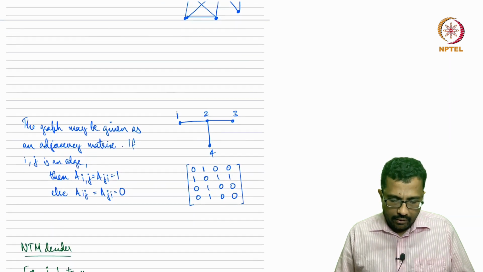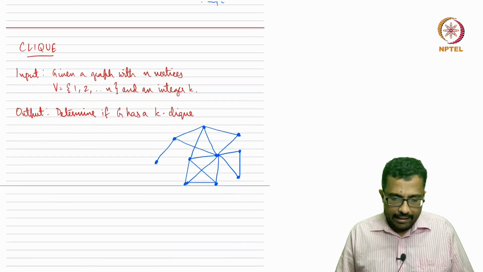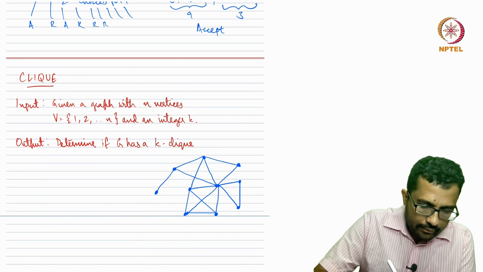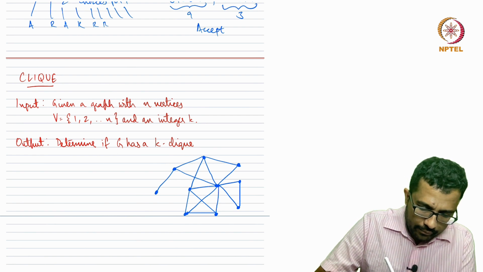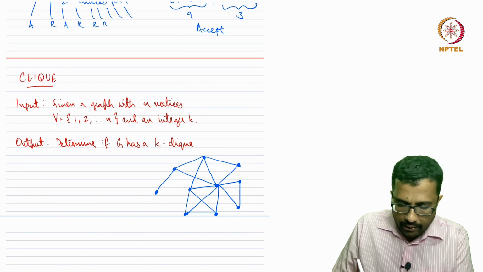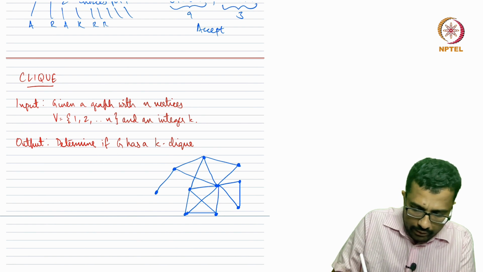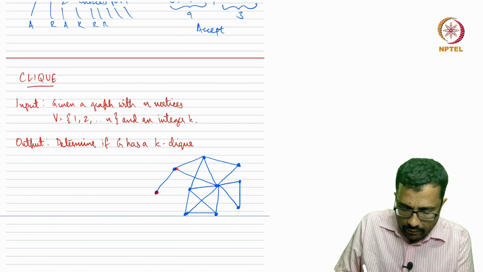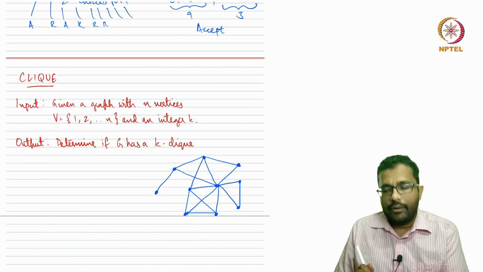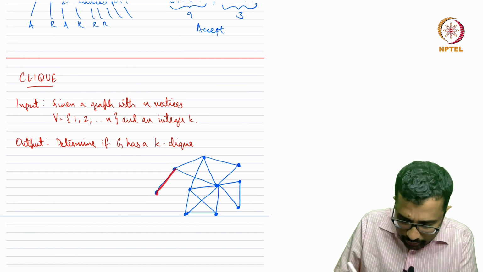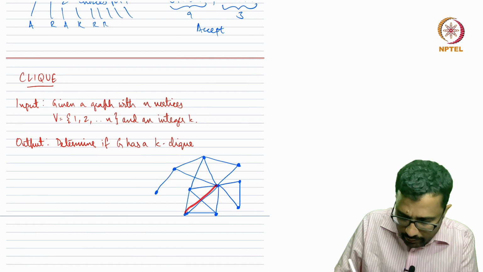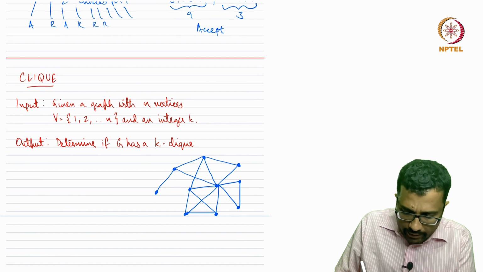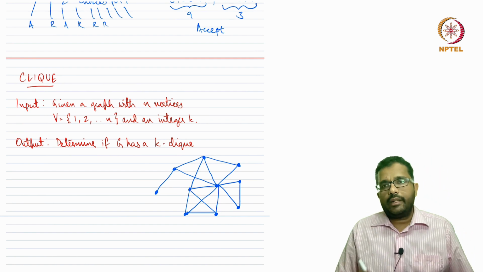Okay. So the next thing is a clique. So what's a clique? So we have a graph, right? This is a graph, the one that I've drawn here. You have vertices, which are these dots, and you have edges, which are joining two dots. So this is an edge, this is an edge, this is an edge. So an edge connects two vertices, right?